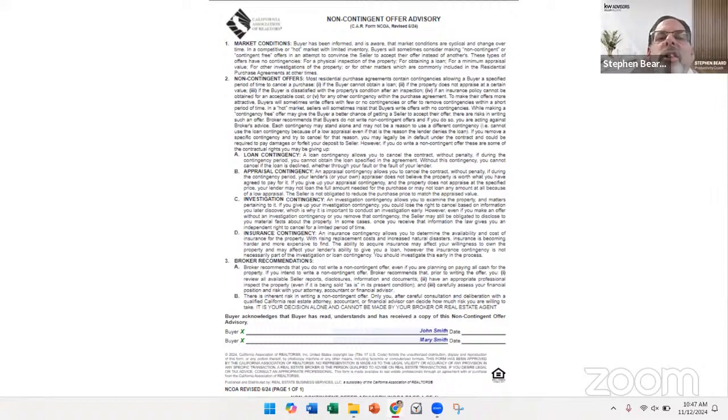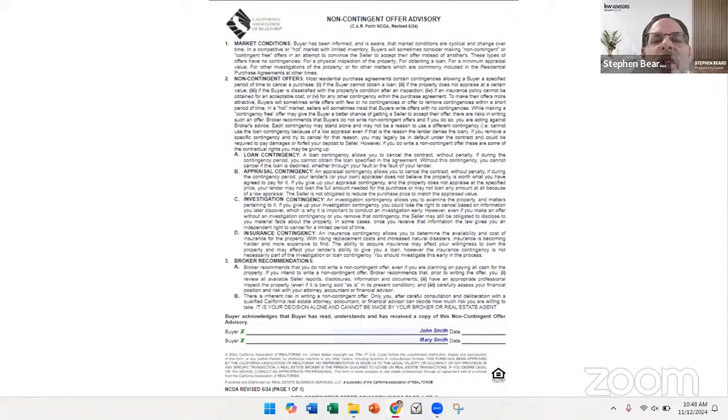So for the loan contingency, a loan contingency allows you to cancel the contract without penalty if during the contingency period you cannot obtain the loan specified in the agreement. Without this contingency, you cannot cancel if the loan is declined, whether through your fault or the fault of your lender, which basically means, Mr. Buyer, you have to buy this house even if your loan doesn't come through. Right? It's pretty scary. So that's why you want to go through this with your buyers.